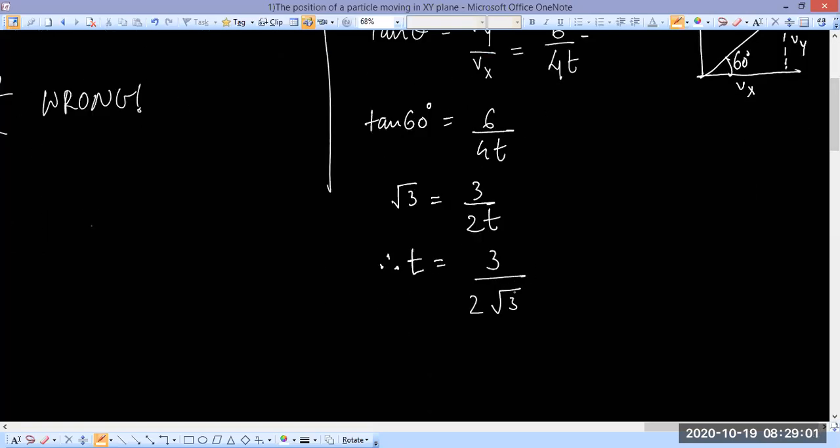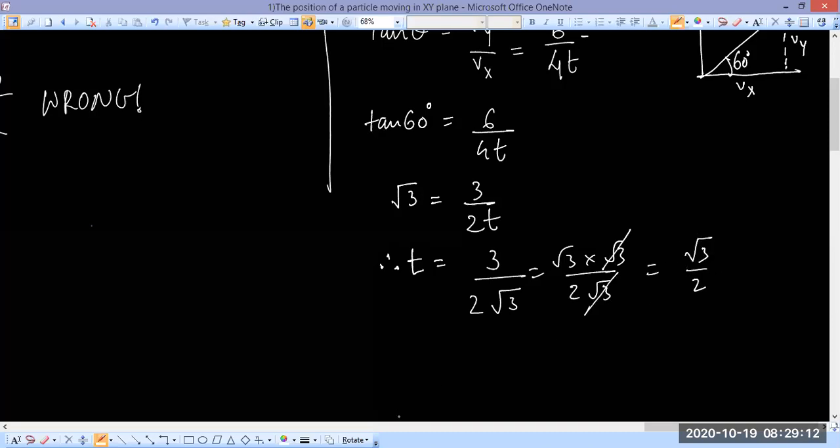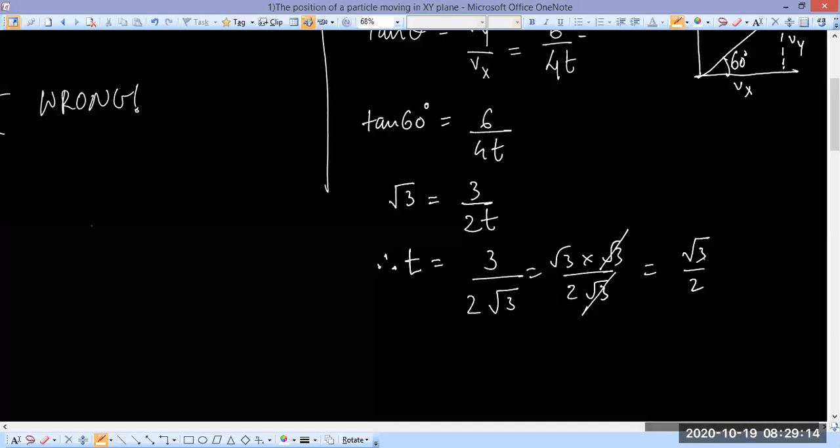But you can simplify this. You can write 3 as √3 into √3. આવું બધું હવે 11th standard માં શીખવાડવાનું ન હોય, પણ તમને કહી દઉં. Okay, so this is your final answer, √3 by 2 seconds, or if you divide it, it will become 0.865 seconds. Okay, so that's your answer. T is equal to 0.865 or T is equal to √3 by 2 seconds.